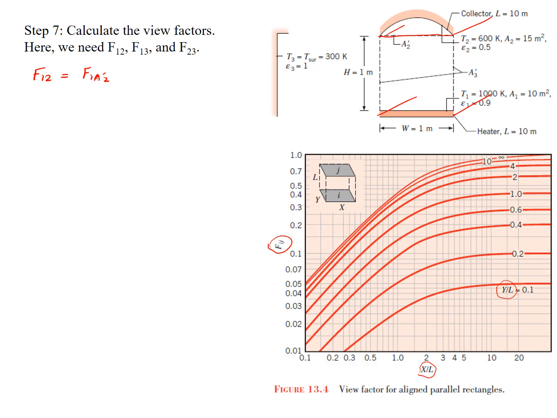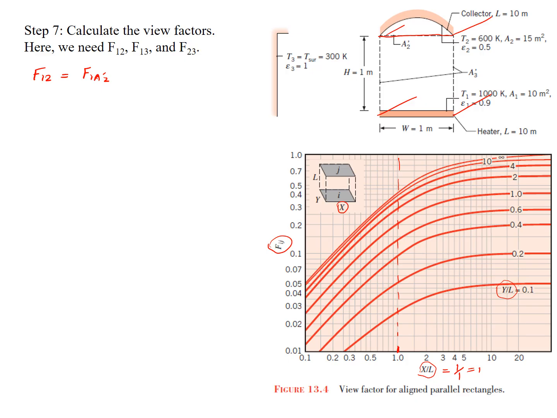What is x? Take a look here. This is your x, the width of the plate. I'm going to call that 1 because in our problem it's 1 meter. It's going to be divided by the distance between the two plates, which in our problem is 1, so that's going to be 1. I don't know which curve to use for now. To know what curve to use, I'll have to use y over L to see which of these curves I'll be able to pick.